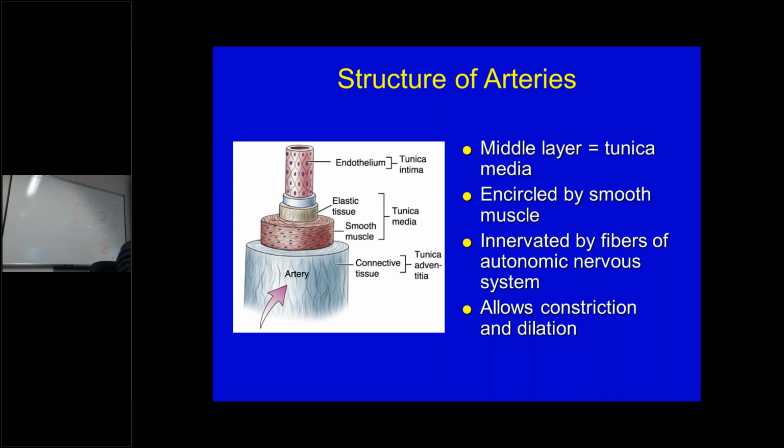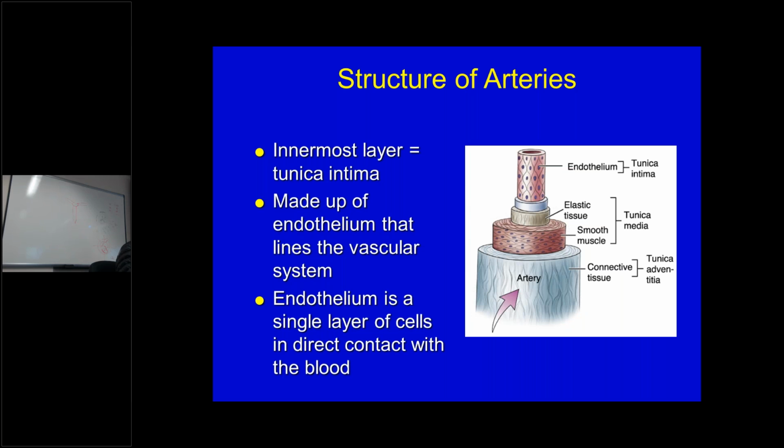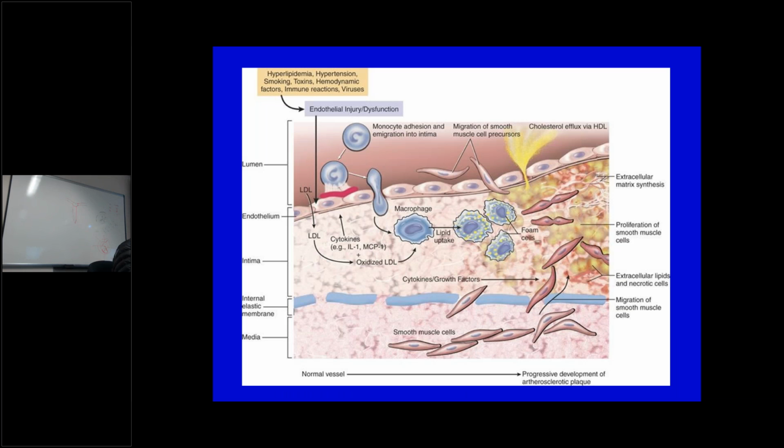So that middle layer is the smooth muscle. This is where your nerve fibers are, your autonomic nervous system. Obviously, that's what's controlling constriction and dilation, right? And then your intima, where your endothelium is, that's where your migration is, that's contact with the bloodstream. All right, so this gives you kind of an example. This is going from normal vessel to progression of a diseased vessel, right? So this is what an atherosclerotic vessel will look like. This is what a normal vessel looks like.